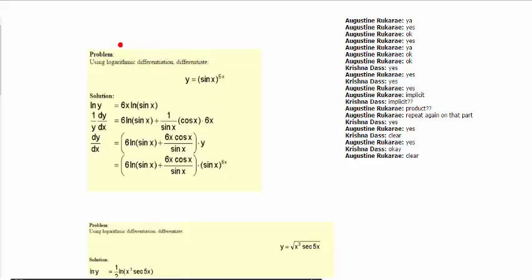right? So what you're basically doing here is this. Since you have y equals sin x to the power 6x, you're doing ln y equals ln sin x to the power 6x. This is the first step, right? This is the first step.